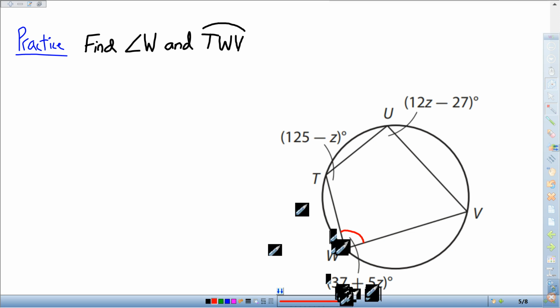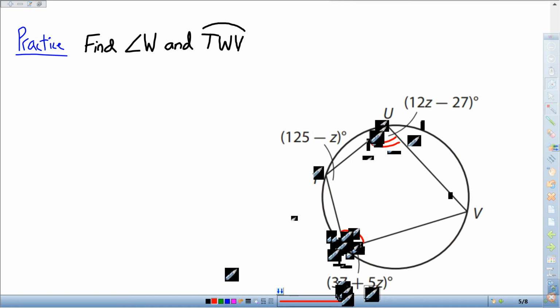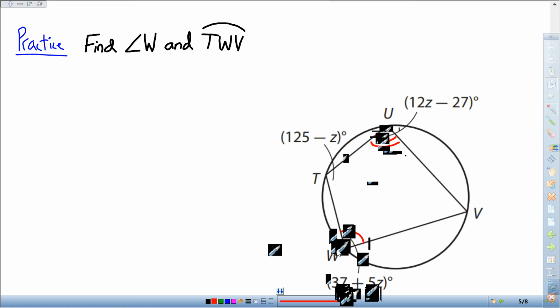To find out what z equals, we need to realize there's a relationship between these opposite angles of this inscribed quadrilateral. These opposite angles are going to make an equation. I'm being vague on purpose. So go ahead and make that equation, see if you can solve for z, and then plug it back in and find W. You can start with W right now.